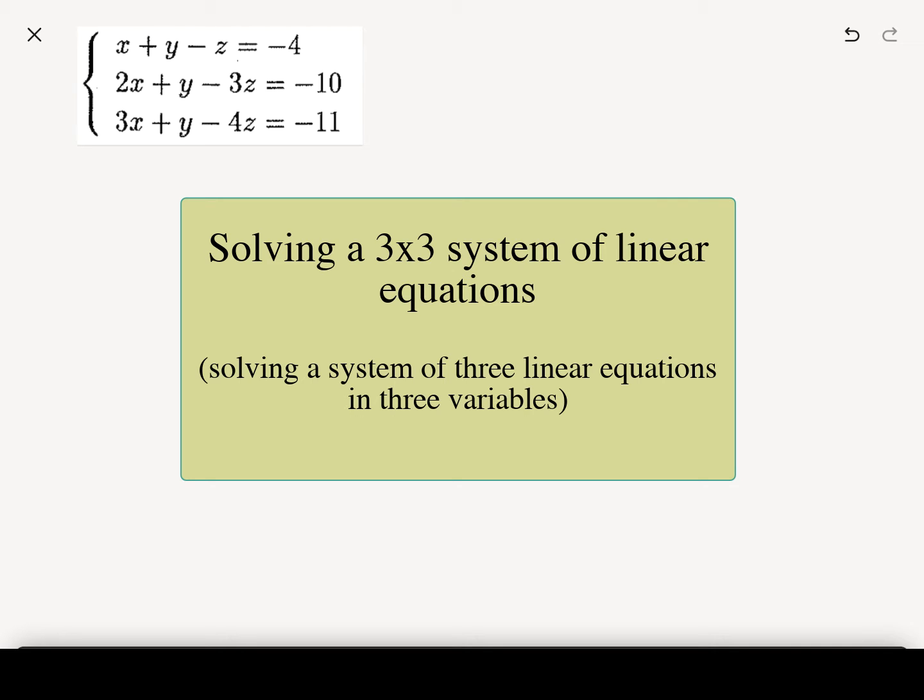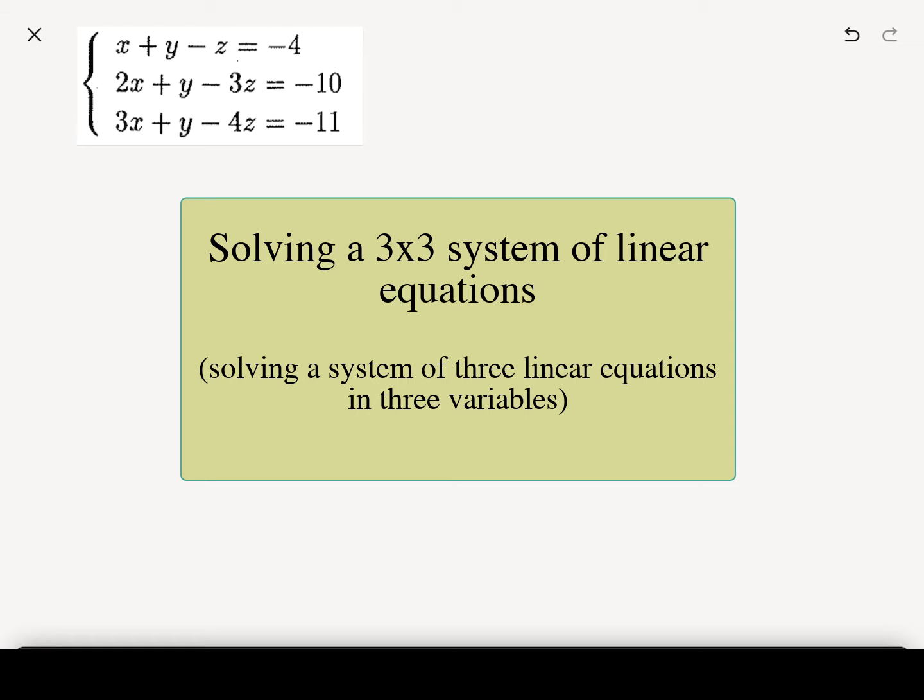Okay, so I have a 3-equation system with 3 variables. We like to refer to this as a 3x3 system. It has a potential of having a unique solution since we have at least as many equations as we have variables. So here is what I'm going to do.